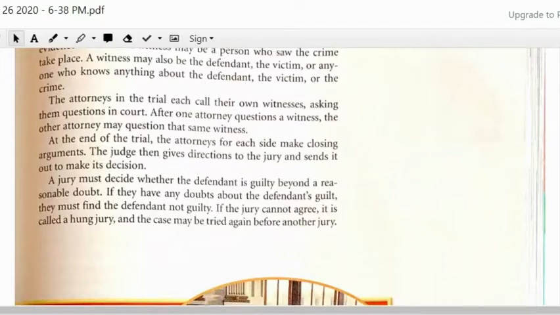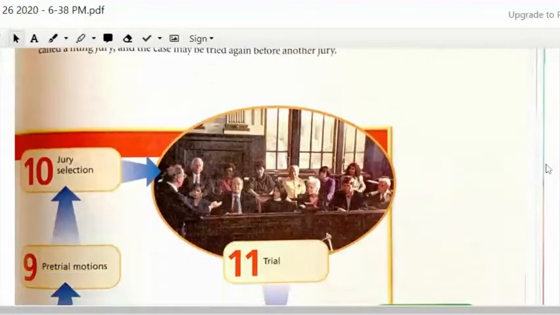A jury must decide whether the defendant is guilty beyond a reasonable doubt. If they have any doubts about the defendant's guilt, they must find the defendant not guilty. If the jury cannot agree, it is called a hung jury, and the case may be tried again before another jury.